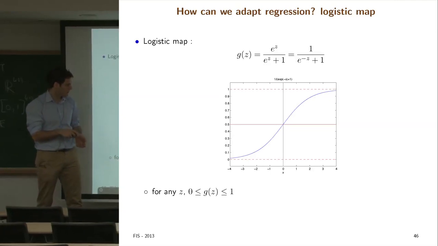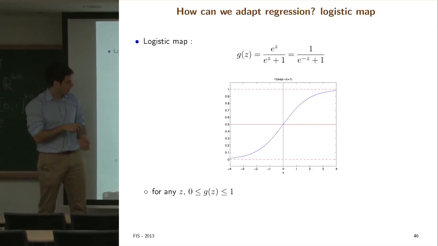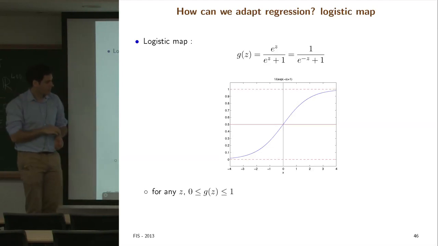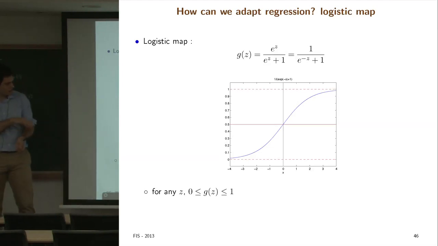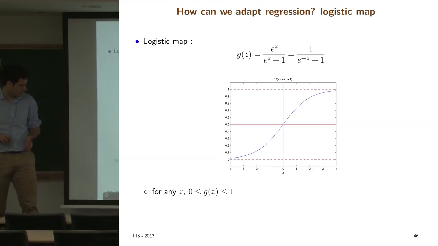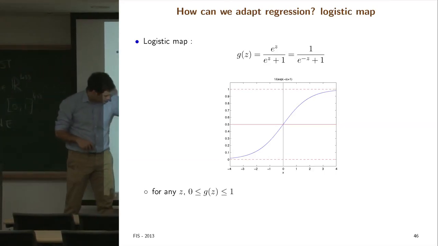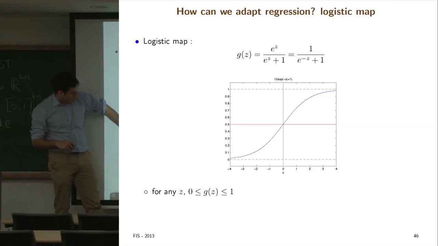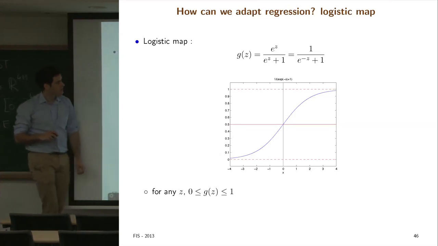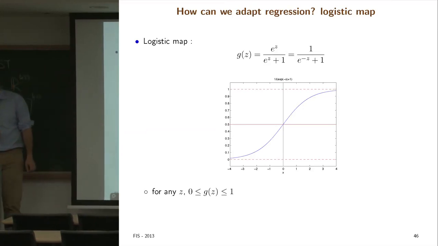If you plot it between minus 4 and 4, this is the function that you get. So you can see it like a smooth, it looks a bit like an arc tangent. It's like this function. For any values, g will always be between 0 and 1. Okay. So again, 1 divided by exponential minus z plus 1.